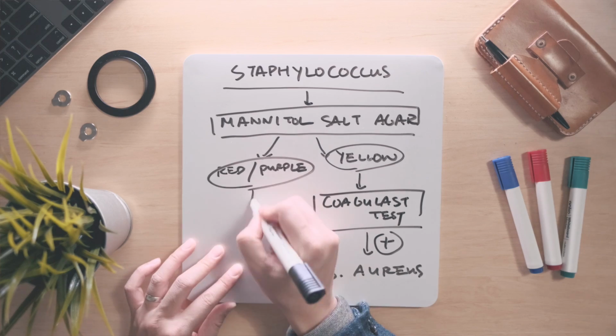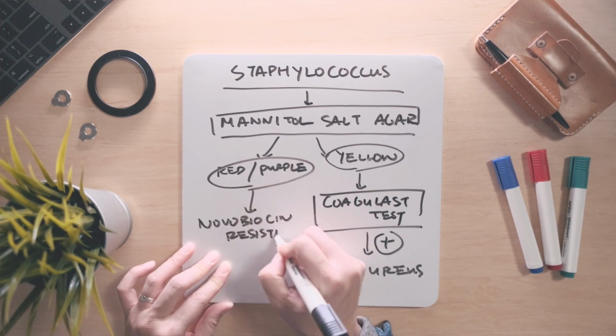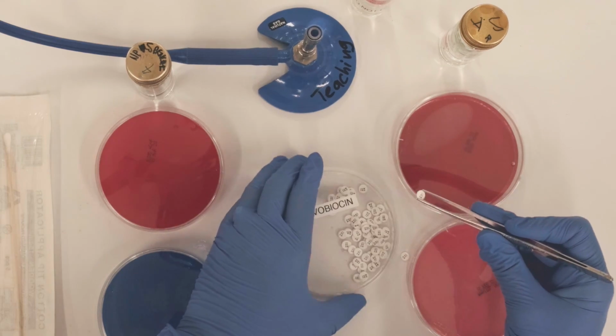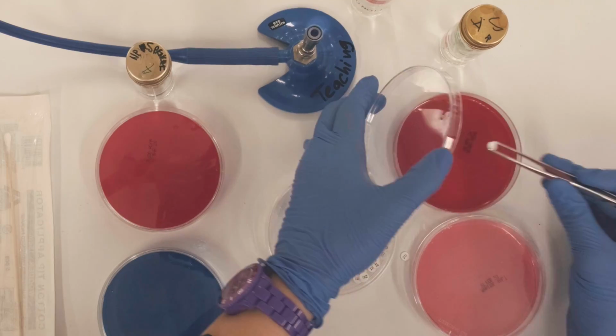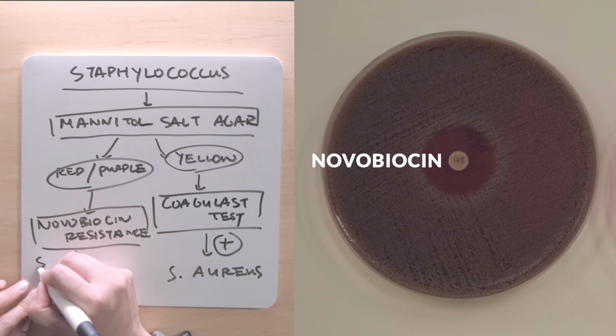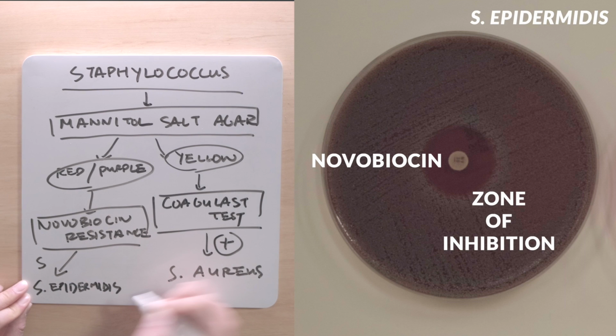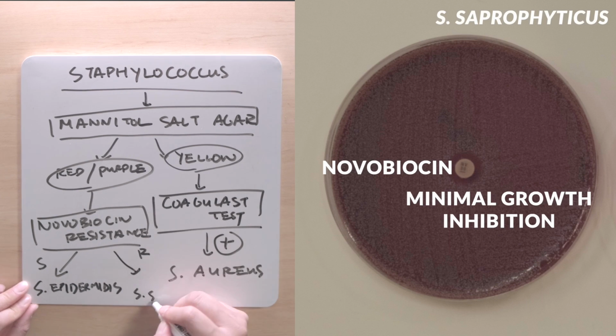But what about the other Staph species? How do we tell Staph epidermidis apart from Staph saprophyticus? They can be differentiated based on sensitivity to the Novobiocin antibiotic. We place a Novobiocin disc onto an agar plate that has been inoculated with the unknown staph. If Novobiocin is inhibiting its growth, it is Staph epidermidis. If not, it is Staph saprophyticus.